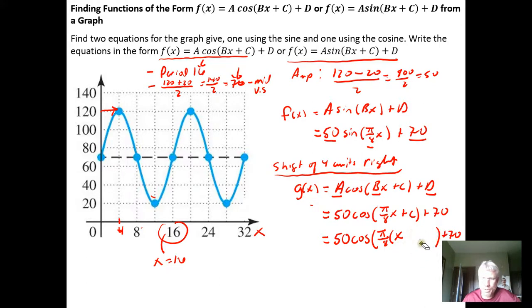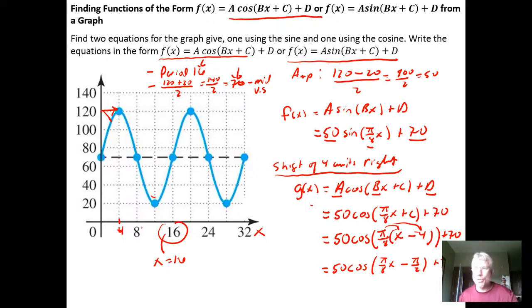So if I clean out this mess, so I have it in a factored form, I should have parentheses there. I factored the pi over 8 off of everything. The shift goes here, and it's the shift of the cosine function 4 units to the right, so it needs to be a minus 4 to get it to go 4 units to the right. And then I can distribute this into the parentheses to get it into the standard form if I want it in that form. So I get 50 cosine of pi over 8 x minus pi over 8 times 4, which is pi over 2, plus 70 units upward vertical shift to the midline.